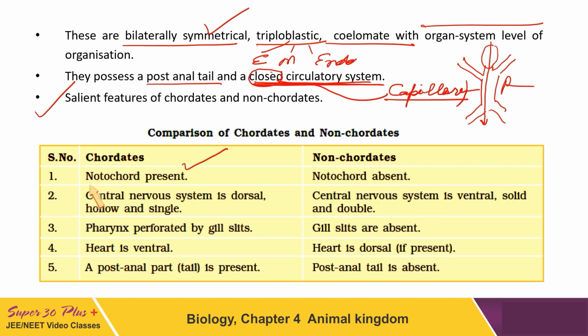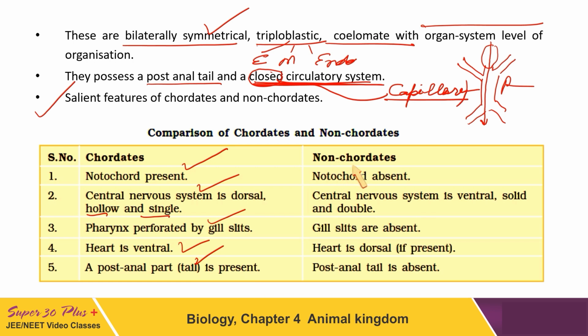In chordates, notochord is present. The central nervous system is dorsal. It is hollow and single. Pharynx perforated by gills. Gill slits are there. Heart is ventral. And post-anal part, that is tail, is present.